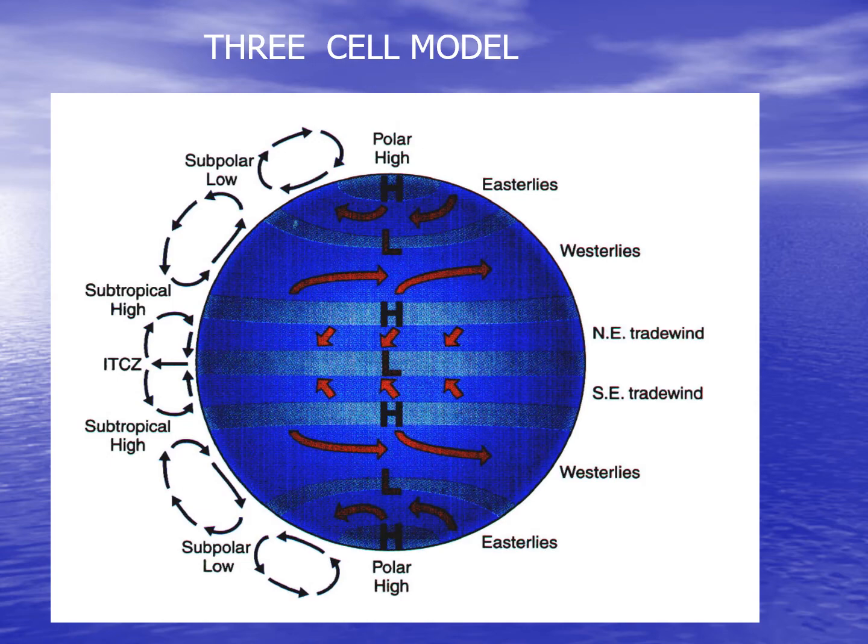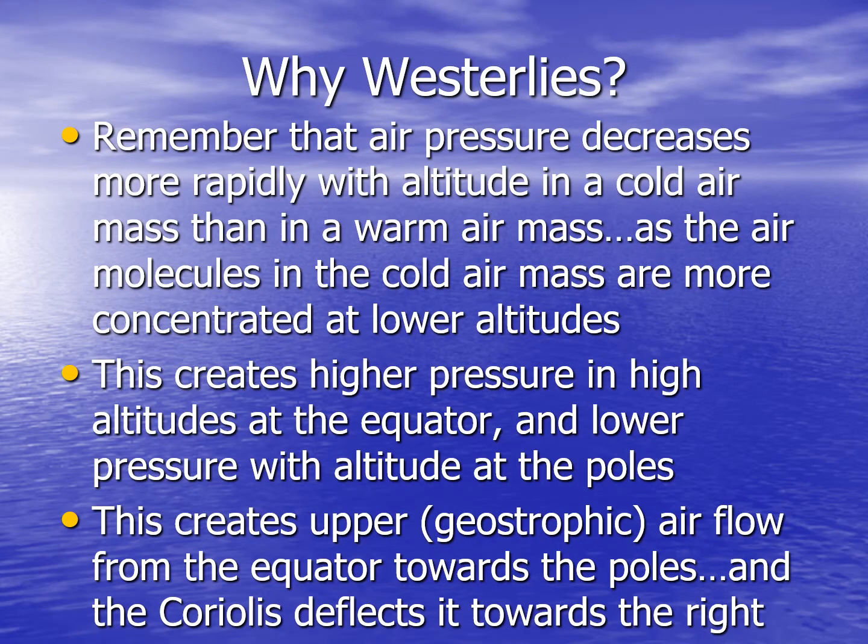This is just another image from a textbook of our 3-cell model. Not the best image. Okay, why westerlies? Remember that air pressure decreases more rapidly with altitude in a cold air mass than in a warm air mass, as the air molecules in the cold air mass are more concentrated at lower altitudes, because it's sinking air if it's cold. So this creates higher pressure at higher altitudes at the equator, as in the mountains, and lower pressure with altitude at the poles.